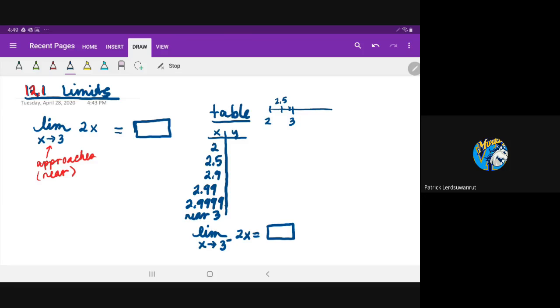Basically, I'm just substituting these into 2x. If I substitute 2 into 2x, I get 4. If I substitute 2.5 into 2x, I get 5. 2.9 would be 5.8. So I'm basically just substituting these numbers in here. I'm going to show you a graphing calculator way to do this as well, but I picked something straightforward just so we could start to see it.